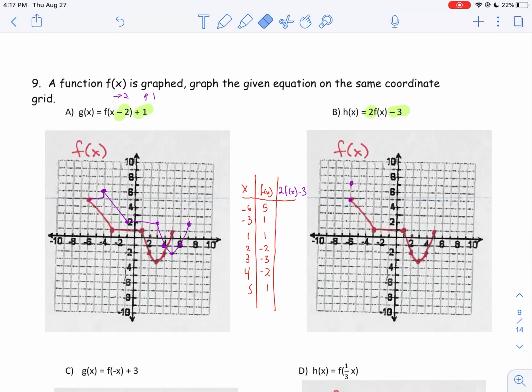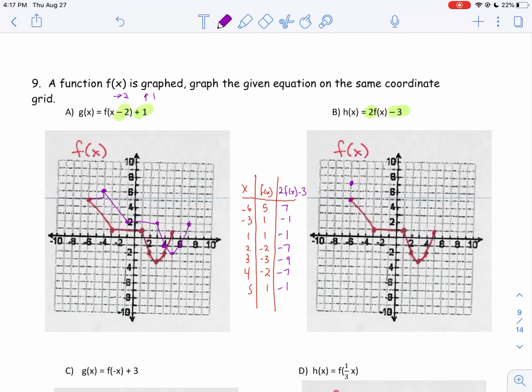That works fine. You could also do it on the table. If I take 5 times 2 is 10, minus 3 gives me 7. 2 times 1 gives me 2, minus 3 is negative 1. Negative 2 times 2 is negative 4, minus 3 is negative 7. Negative 9, negative 7, and negative 1.